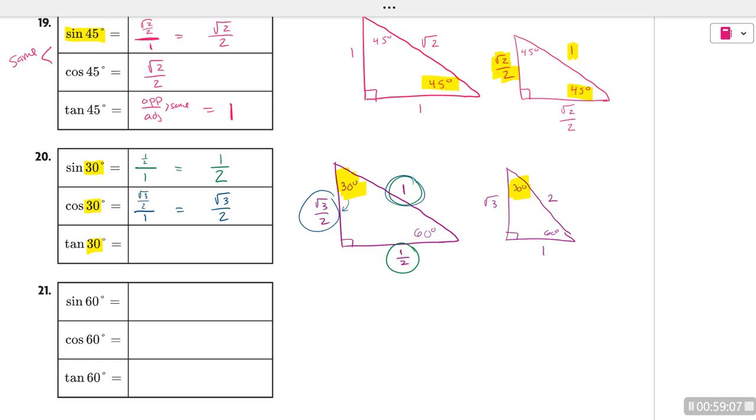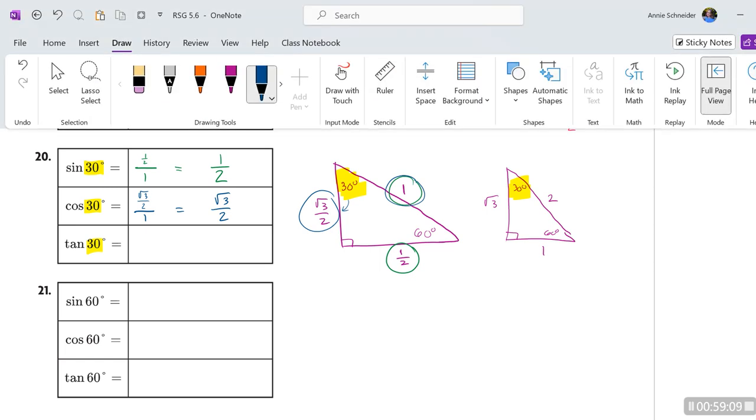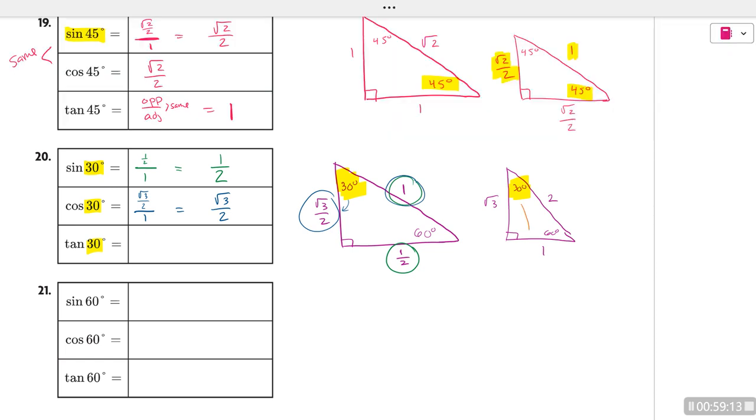And then tangent, I'm going to use the second triangle for tangent, I guess. It doesn't matter. So tan of 30, opposite is 1 over adjacent square root 3. But remember, I need to rationalize that. So I get square root 3 over 3. If I had used the other triangle, I would have had 1/2 divided by square root 3 over 2, and it would have come out the same.